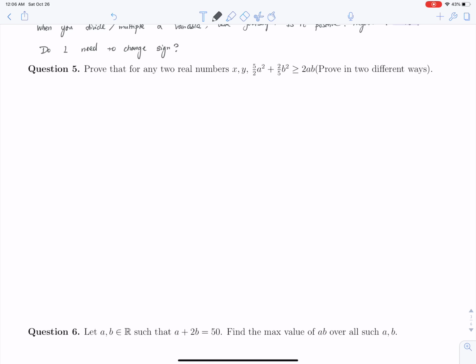Question 5, prove that for any two real numbers a, b, 5 over 2a squared plus 2 over 5b squared is greater than or equal to 2ab. And I said you can prove it in two different ways, and I'll show you what I mean by that. For this question, I have two different ways to prove it. The first one, I call this the elementary way.